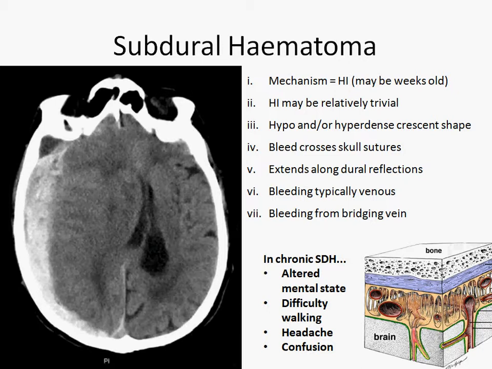Okay, so let's look at the second type of intracranial hemorrhage, which is subdural haematoma. And here we see a CT image of a subdural haematoma. Now the mechanism for this is also a head injury, but in contrast to the extradural haematoma, it's not something that happens straight away, or it can be, but sometimes it is from a head injury that can be several weeks old. The head injury may be relatively trivial as opposed to a substantial impact seen of the extradural haematoma.